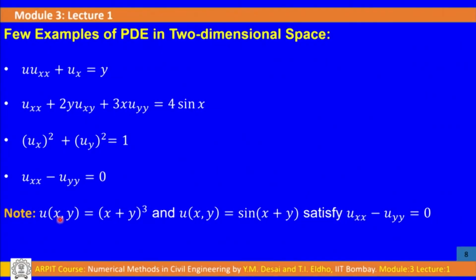Now, if you consider a function in the two independent parameter space x, y to be (x plus y) cube or sin (x plus y), we can see that they both satisfy the partial differential equation del square u by del x square minus del square u by del y square equal to 0. You can check that. So these are possible solutions of the given partial differential equation.